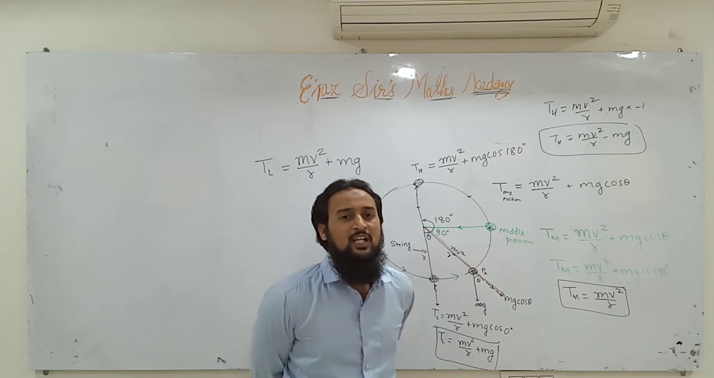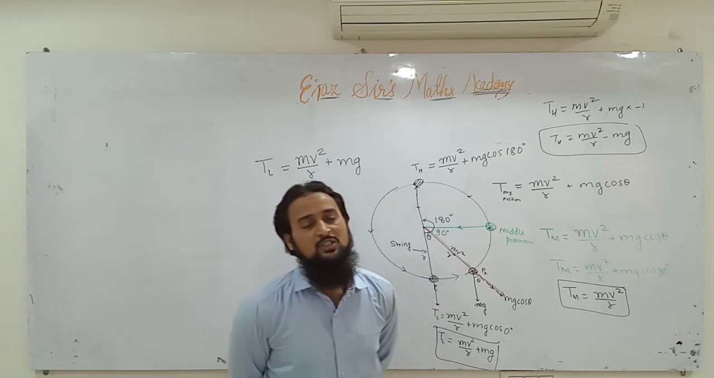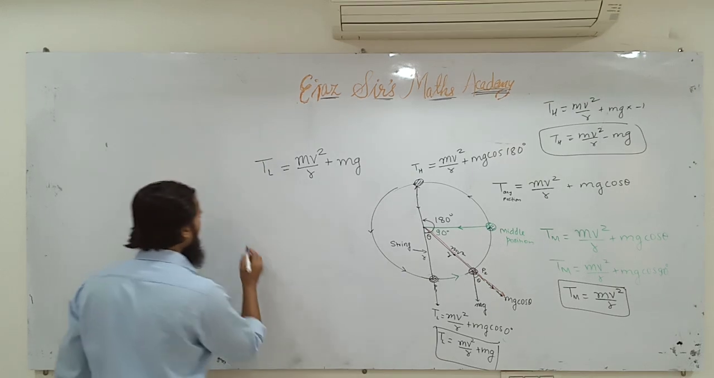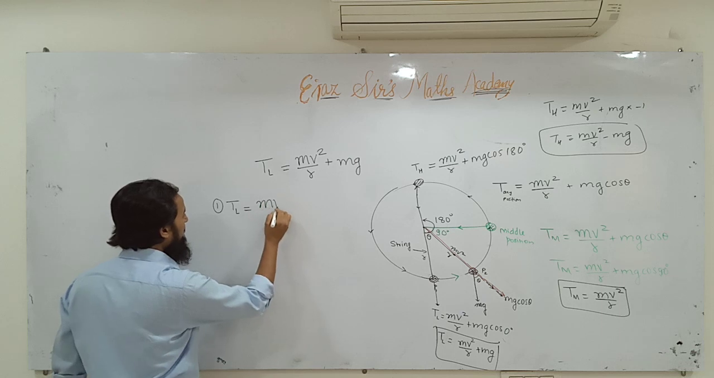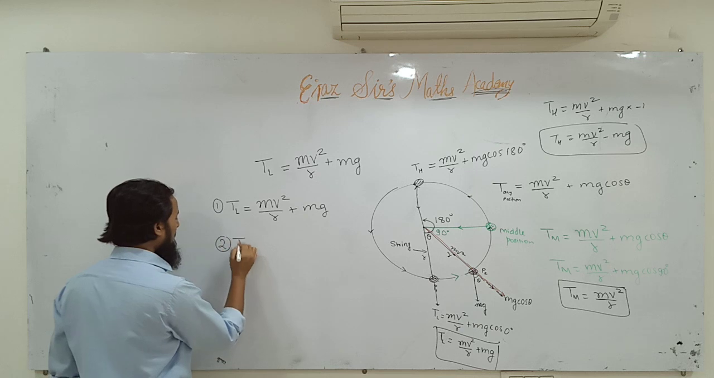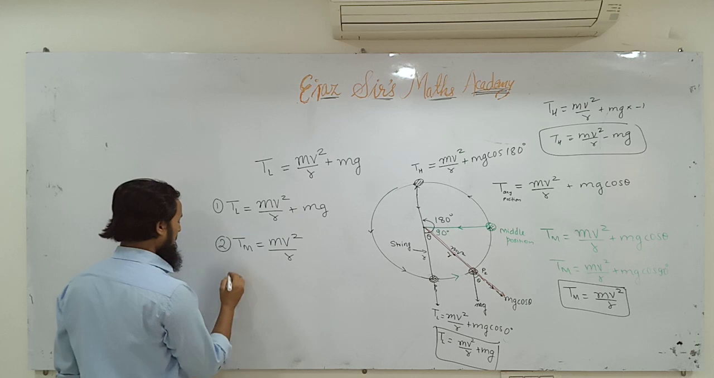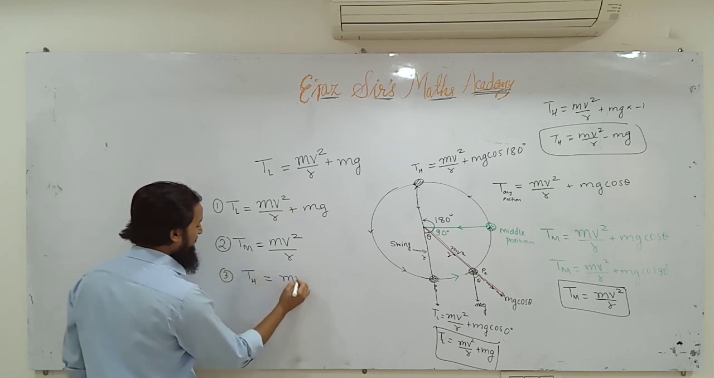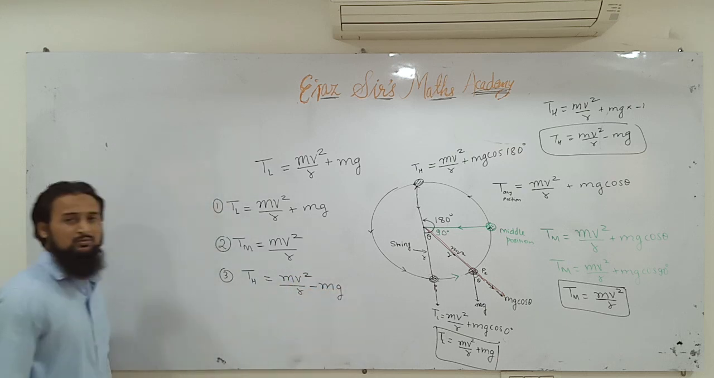This derivation may be asked for 3 marks. The question may be: derive expressions for tension in the string at the lowest position, at the middle position, and at the highest position. So let's write down things in a proper manner. How much is the tension at the lowest position? mv square by r added to mg. Tension at the middle position is mv square by r only. Tension at the highest position will be mv square by r minus mg. Understood? Alright.